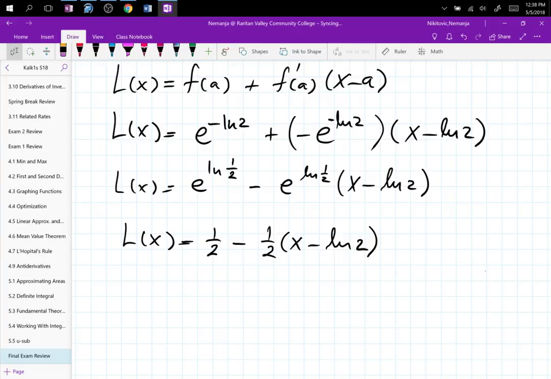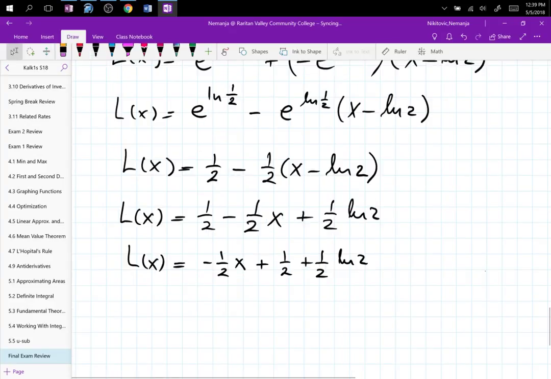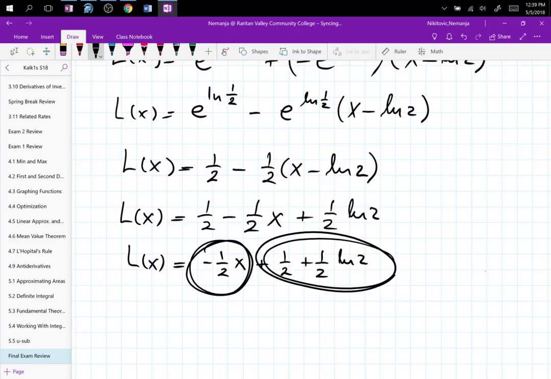But then you can also go an extra step to get x alone first, and get all the other numbers and constants at the other end, so it looks like mx plus b. So L is equal to, and now I have 1/2 minus 1/2 x plus 1/2 ln 2. And now we write negative 1/2 x first, and then we have plus 1/2 and plus 1/2 ln 2. This is also where you can end, because now you have your mx plus b, right? So you can stop there.